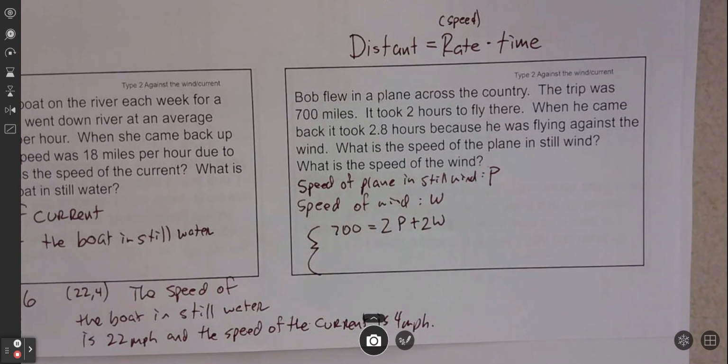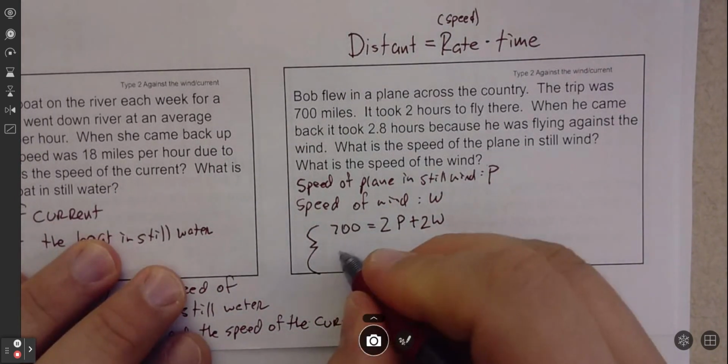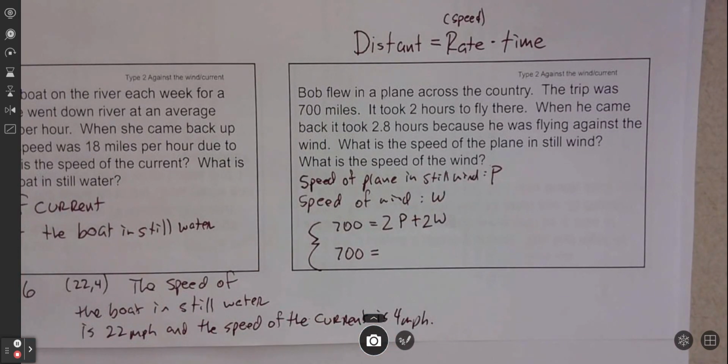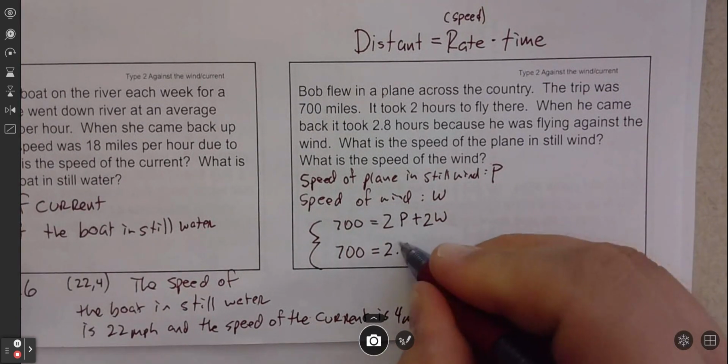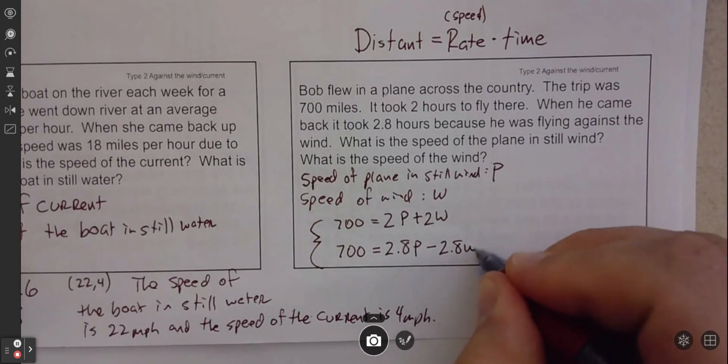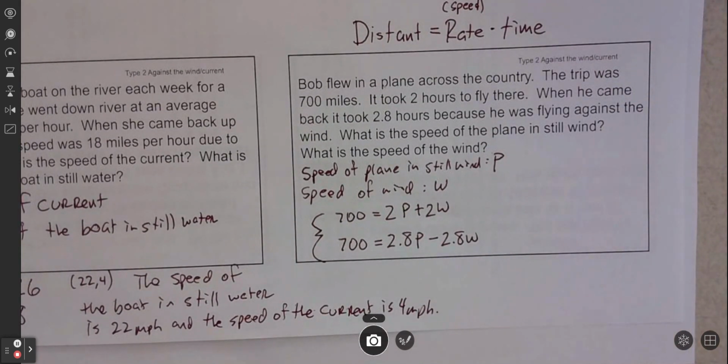How long was the trip back? How far was it? 700 equals. How long did the plane fly for? So 2.8 P minus 2.8 W. Yeah. You don't have to do anything. We're just going to now throw it into Desmos. I thought you would have to divide everything by 2. You could, if I said solve this, you could do all kinds of things, but no. Write an equation, throw it into Desmos, okay?